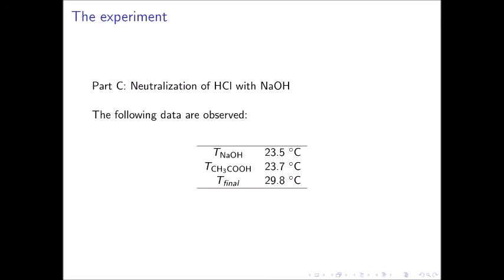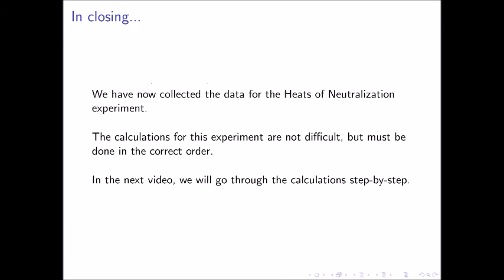It's important to note that even though the final temperature for this run was the same as the final temperature for the strong acid neutralization, our initial temperatures were slightly higher. This means that the overall change in temperature will be slightly smaller. This concludes the data collection for the heats of neutralization experiment. The calculations for this experiment are not difficult, but they must be done in the correct order. In the next video, we will go through these calculations step by step.